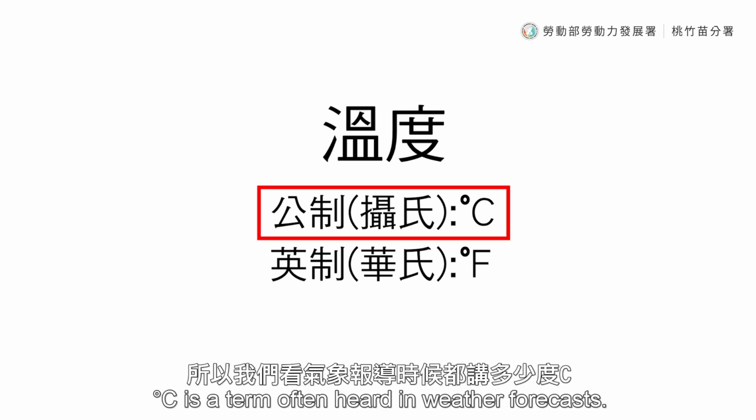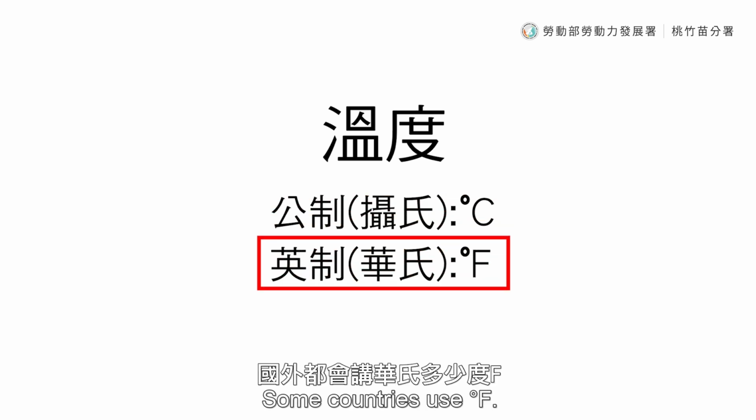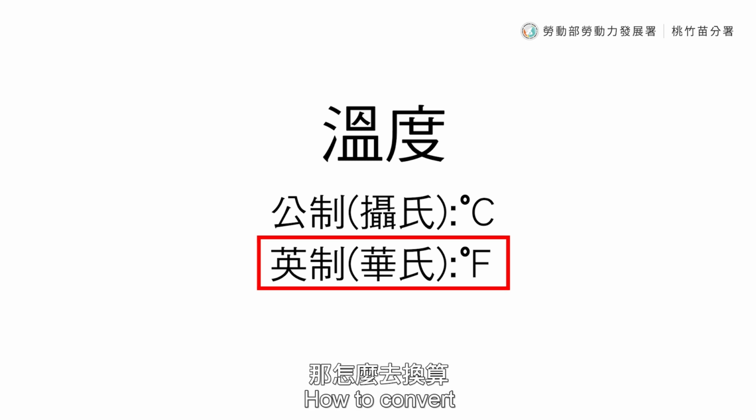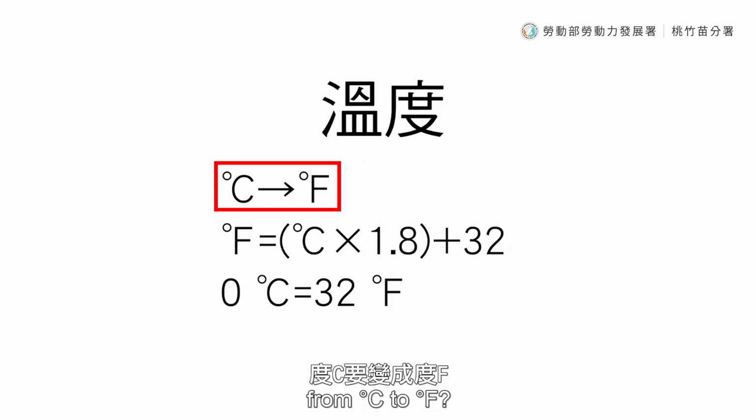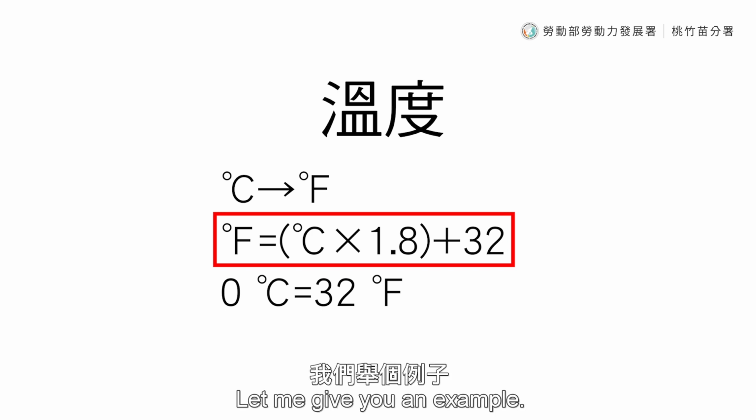Celsius is a term often heard in weather forecasts, but it's different in other countries. Some countries use Fahrenheit. How to convert from Celsius to Fahrenheit? Just multiply Celsius by 1.8 and add 32. Let me give you an example.